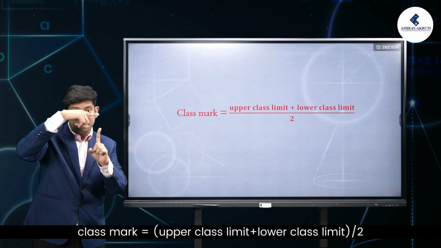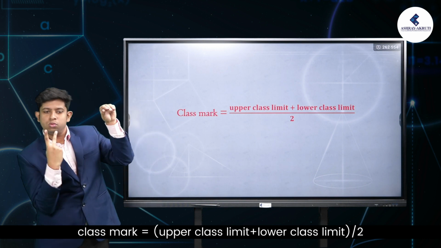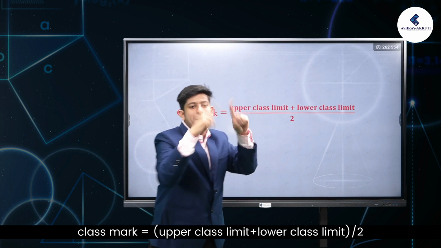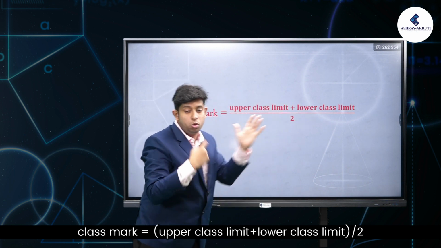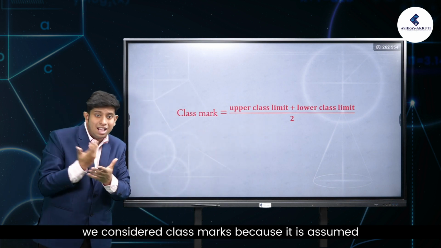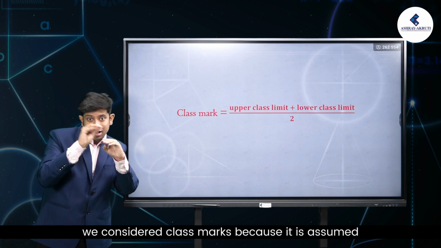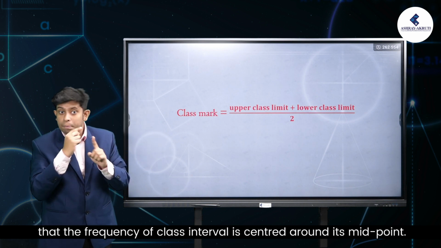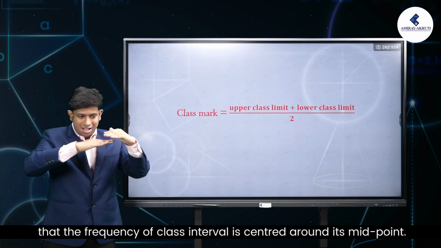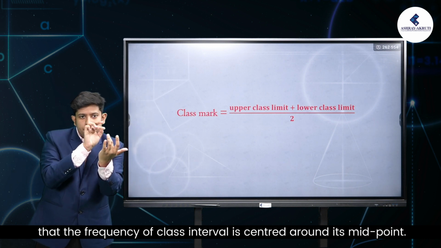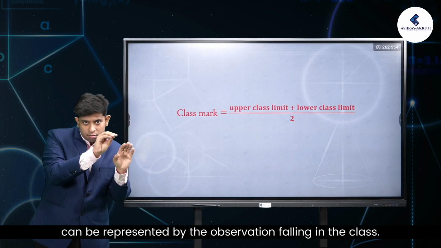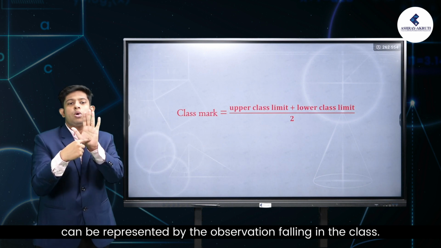Class mark is equal to upper class limit plus lower class limit by 2. We consider class marks because it is assumed that the frequency of a class interval is centered around its midpoint. So, the midpoint of each class can be represented by the observation falling in the class.